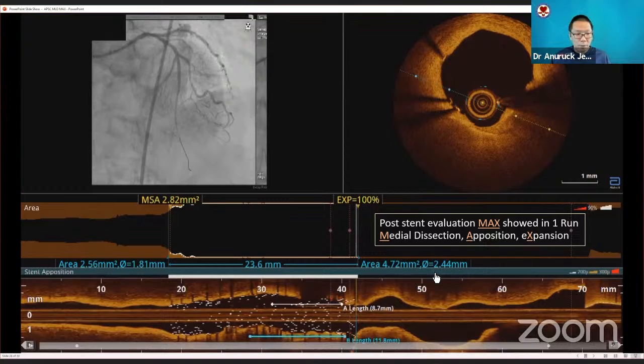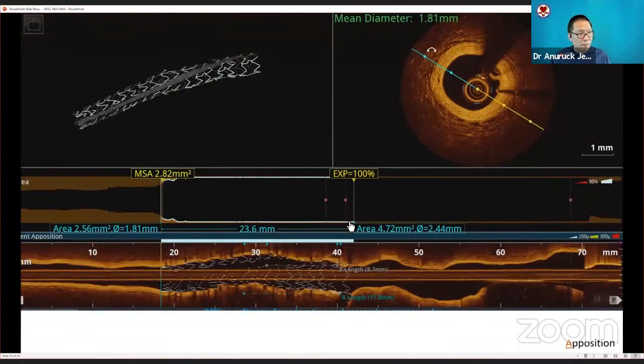The second thing is the apposition. You can see the white bar here. The white bar represents the absence of malapposition. If you have malapposition between 200 and 300 microns, it will show a yellow color, and more than 300, it will be the red one. And this is all white. That means all the stent is apposed. And the last thing is the stent expansion. This shows the stent expansion is 100%. So the stent optimization for this case is nice.